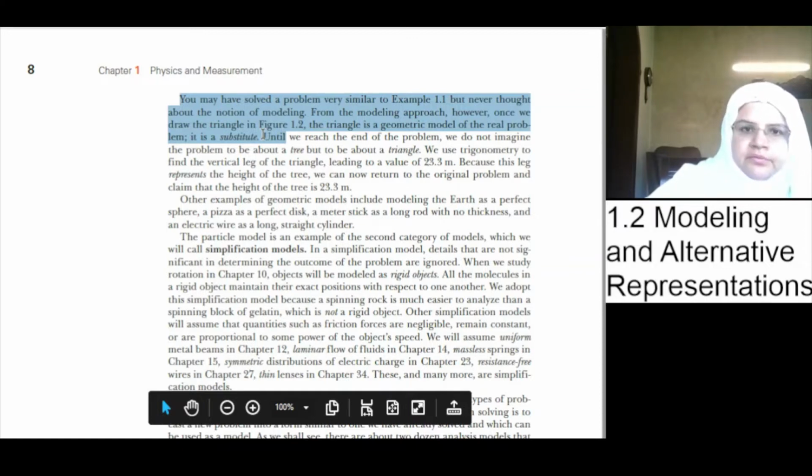We use trigonometry to find the vertical leg of the triangle, leading to a value of 23.3 meters. Because this leg represents the height of the tree, we can now return to the original problem and claim that the height of the tree is 23.3 meters.